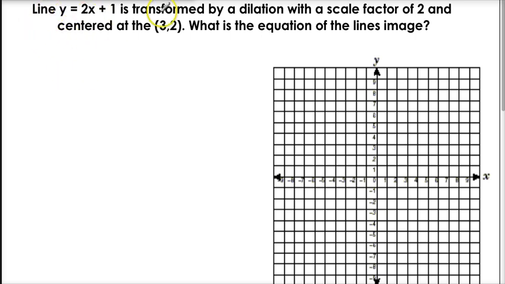A line y equals 2x plus 1 is transformed by a dilation with a scale factor of 2 centered at (3, 2). Notice here that this is not the origin. What is the equation of the line's image? Well, let's go through this again.